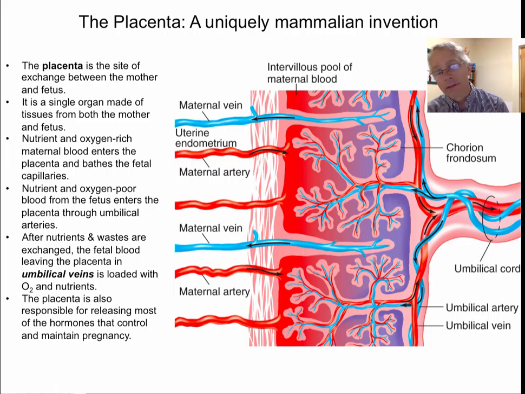And here's a close-up of that placenta, a most amazing organ, a uniquely mammalian organ. The placenta is this amazing combination of tissues from the fetus and tissues from the mother working together to form this functional exchange structure between the mother and the baby.